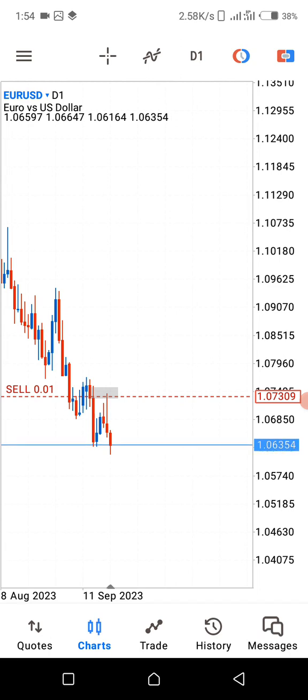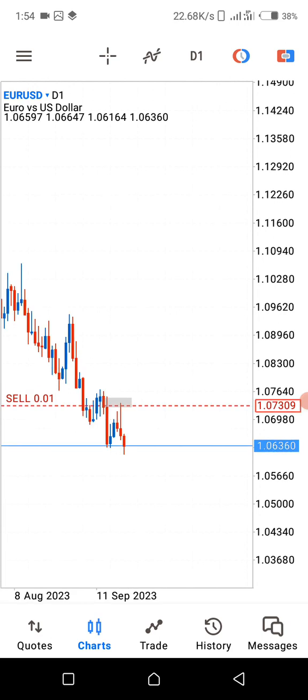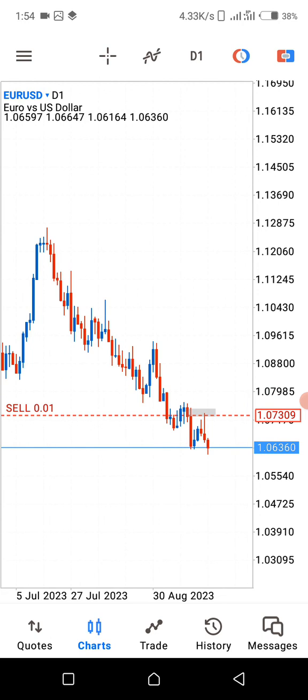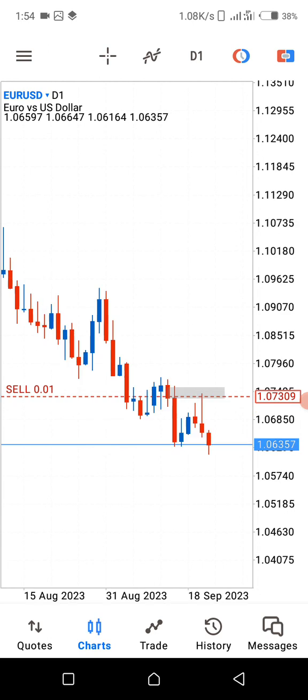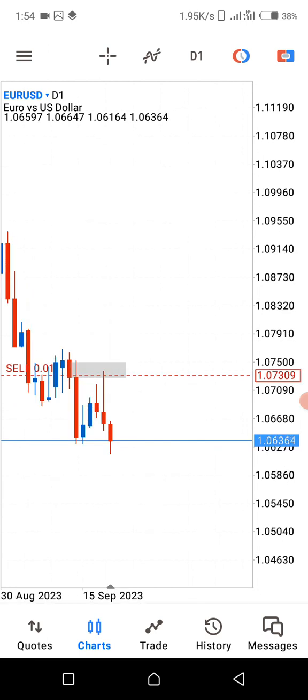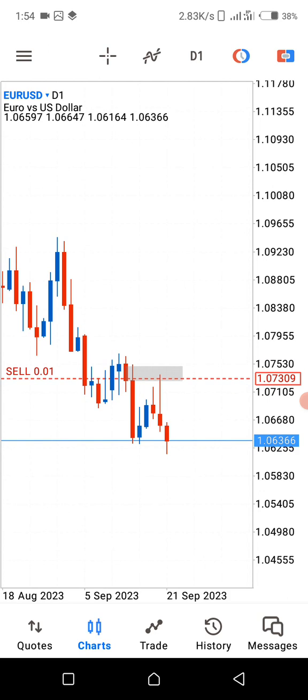So as you can see, this is Euro USD on a daily time frame, and the market is in a downtrend on the daily time frame. So if you're going to trade, it has to be with the trend, and actually this is a supply and demand setup, so I'm trying to follow the trend, and that's the best way to trade supply and demand. So in a downtrend, you look for supplies. In an uptrend, you look for demand zones.